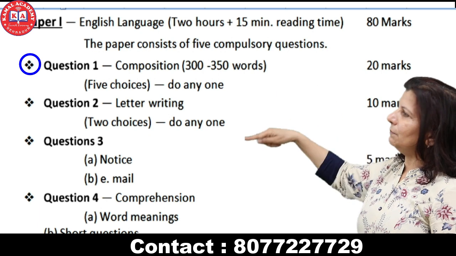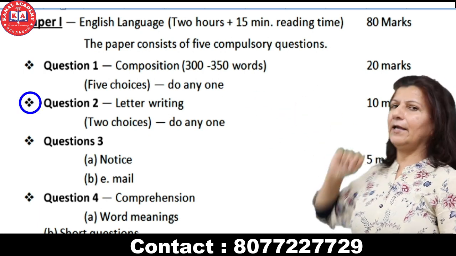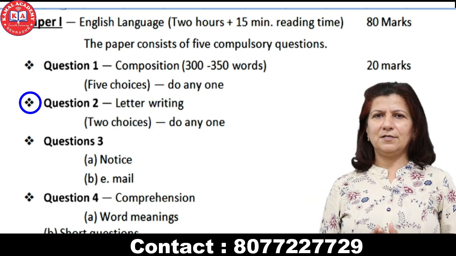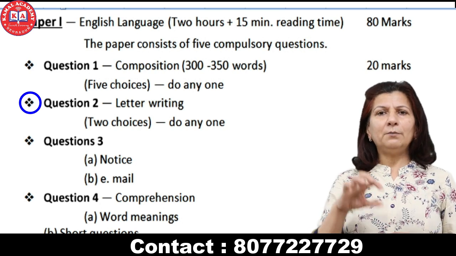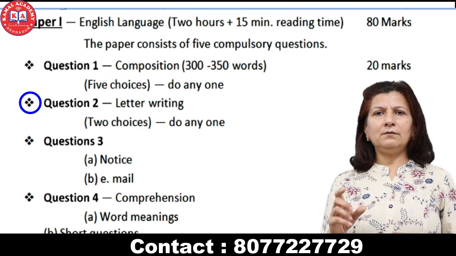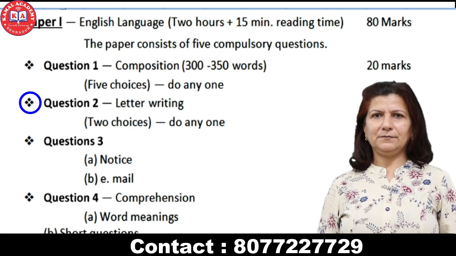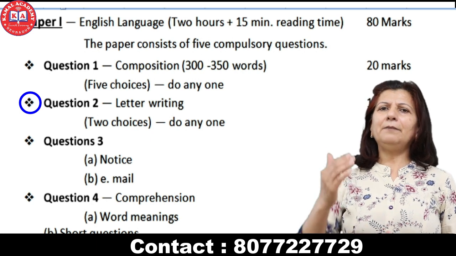Then we go to question number 2, letter writing. Again you have 2 choices over here. The council gives a lot of choices. You have 2 choices to do 1 letter out of the 2. Normally they will give you 1 personal letter and 1 formal letter. Again you can make a choice beforehand in the 15 minutes of reading time and then pick 1 to do.